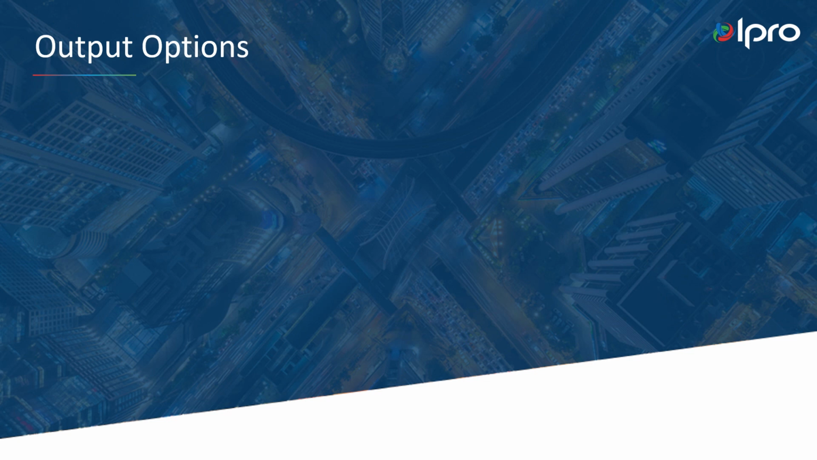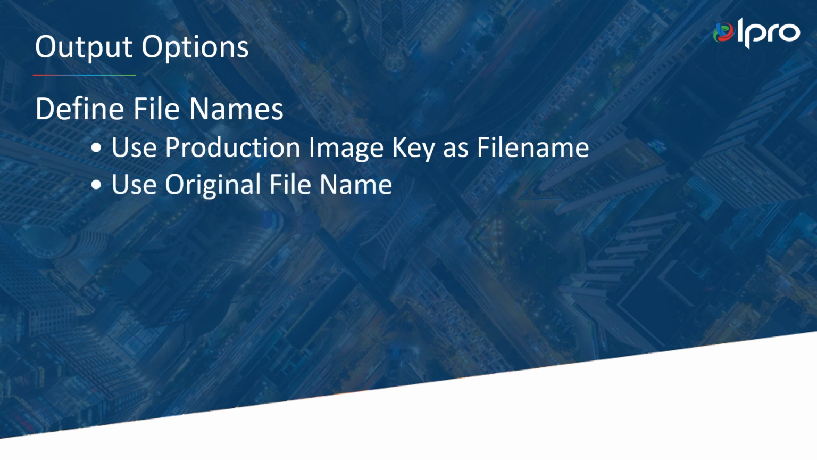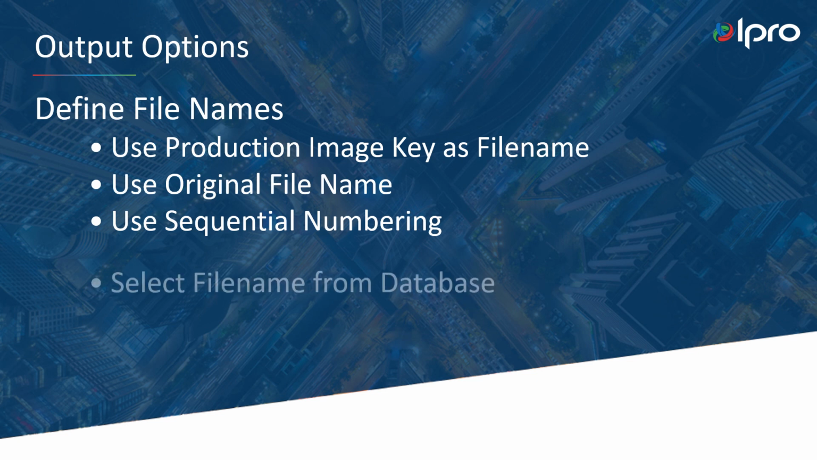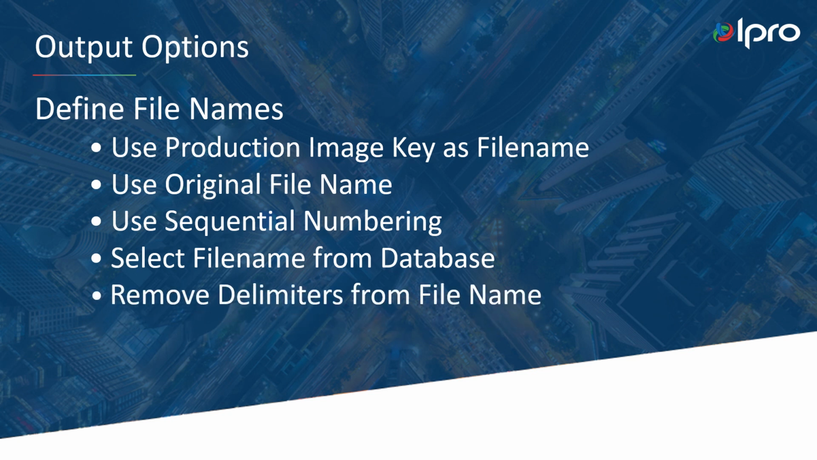When producing, you must also consider file names for images, PDF files, and text files when produced. Using Production Image Key as file name will be based on the image keys defined in the Image Key tabs of the Endorsement Options workspace. Use Original File Name will be matched with those defined in the case. Use Sequential Numbering will apply a continuing numbering based on the prefix, delimiter, and numbering selections. Select File Name from Database will be based on the context of a specific field in your database. Remove delimiters from file name will remove delimiters such as dashes.